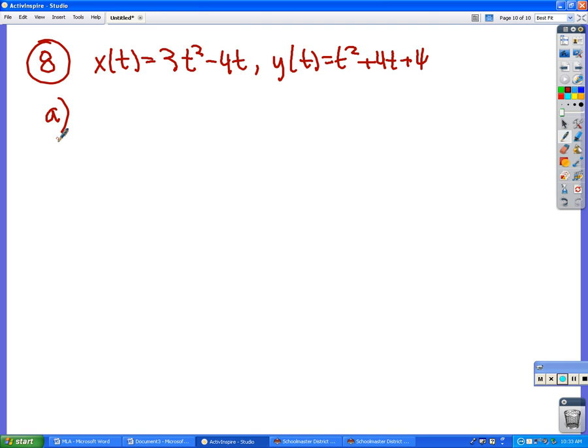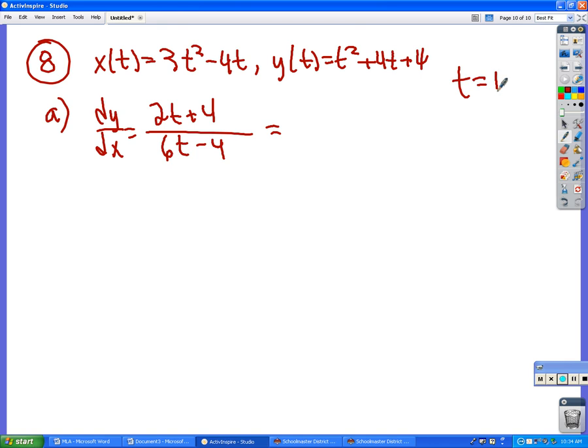Okay, you've got this. What are the two things you need for an equation of a line? The slope and a point. Stop right there. How do we get the slope? Take the derivative. You take the derivative of both, and the y derivative goes over the x derivative, dy/dx. So the y derivative is 2t plus 4, and the x derivative is 6t minus 4. What do I do to get an actual value for that? Plug in 1, which says the time t equals 1. So that would be 6 over 2, which is 3. So our slope is 3.